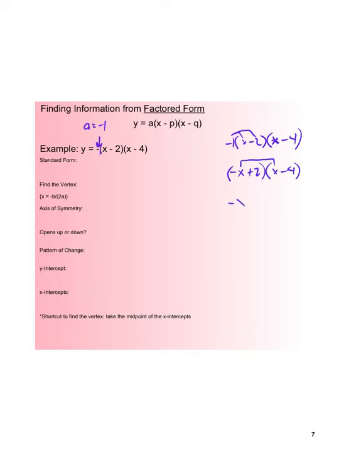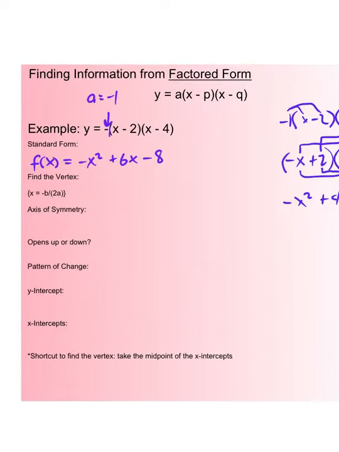-x times x is a -x squared. -x times -4 on the outside would be a positive 4x. 2 times x on the inside would be another 2x. And then 2 times a -4 on the outside would be a -8. So what that leads us to for our standard form is f of x or y equals -x squared plus 6x minus 8.